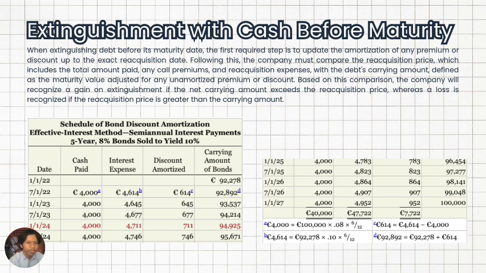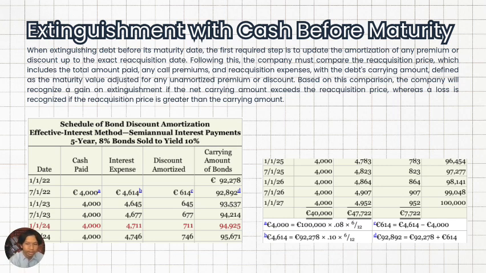Following this, the company must compare the acquisition price, which includes the total amount paid and any call premium and acquisition expense, with the debt carrying amount, defined as the maturity value adjusted for any amortized premium or discount. Based on this comparison, the company will recognize a gain on extinguishment if the net carrying amount exceeds the acquisition price, whereas a loss is recognized if the acquisition price is greater than the carrying amount.